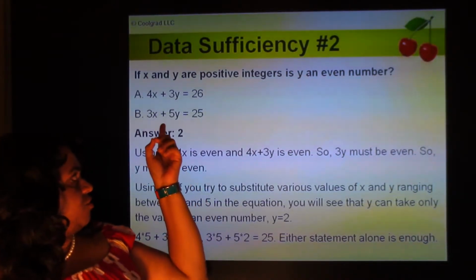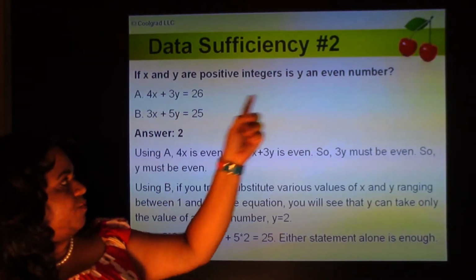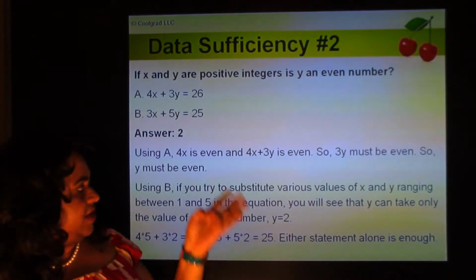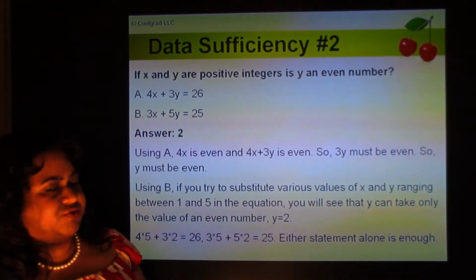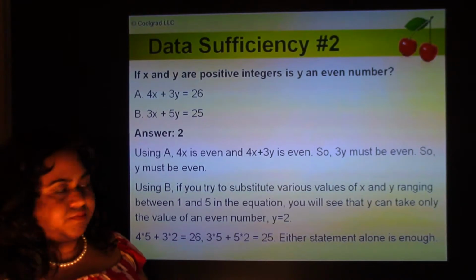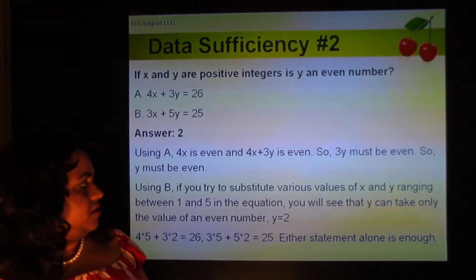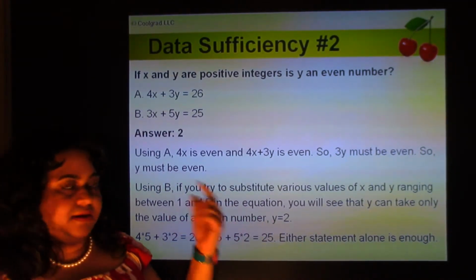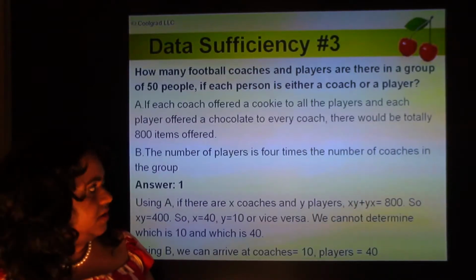We don't even have to solve for the value of y. We just have to determine if y is an even number. So using either statement alone, we can answer that question. So we pick option 2. So that solves this problem.